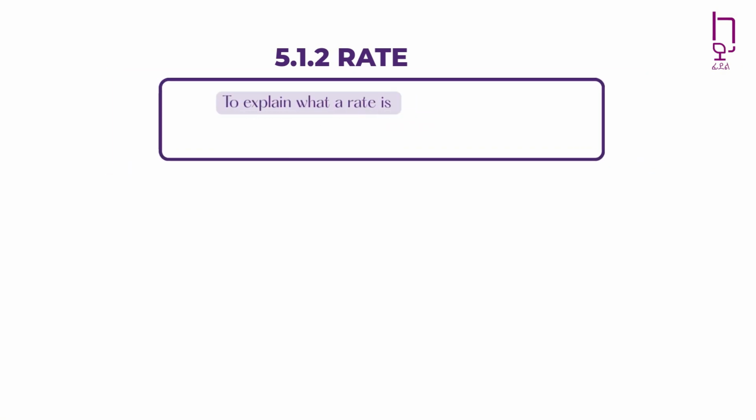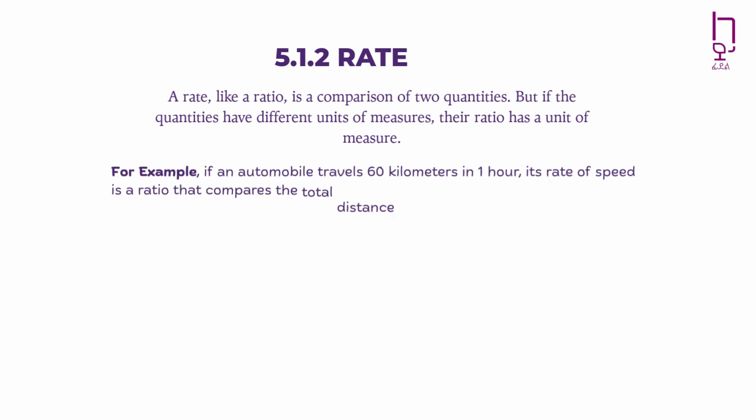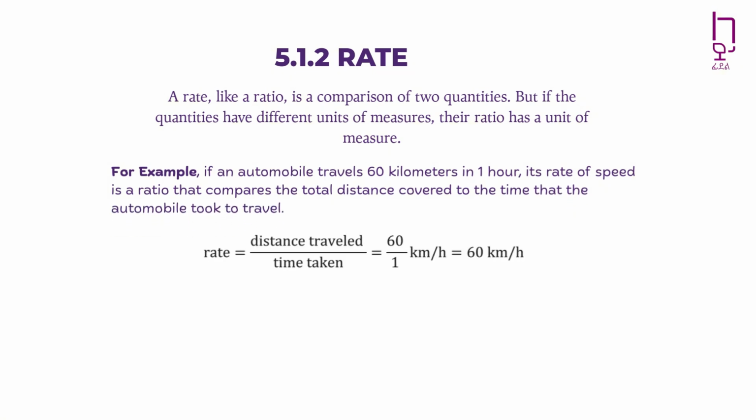Okay, now let's look at rates, which is 5.12. So the objective of this subtopic is to explain what a rate is, and we'll also use some examples to understand rates. So rate basically means speed, right? So rate and speed, they mean the same thing. For example, a best example of rate is the speed of a car, right? So if you look at the equation, you have rate equals distance traveled divided by time taken. So example, the distance is 60, time is 1, so you have 60 kilometers per hour. This is an example of a rate.